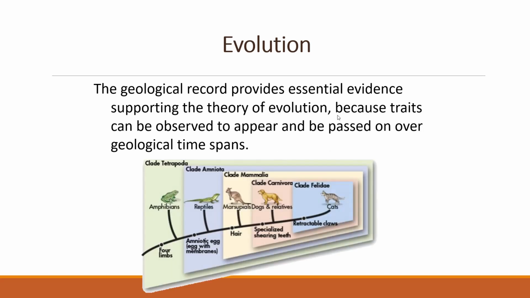The geologic record provides essential evidence supporting the theory of evolution, because traits can be observed to appear and be passed on over geologic time spans. Fossils in conjunction with genetic sequencing show how various groups have split. This can be done with vertebrates, invertebrates, and plants. So we can actually see how they've split off throughout the geologic record.